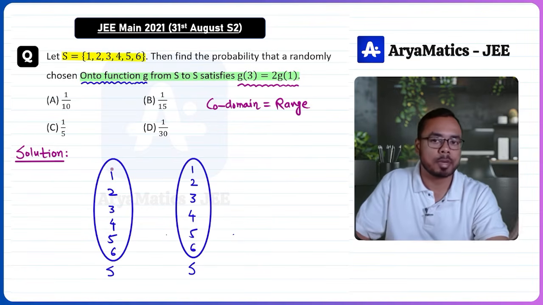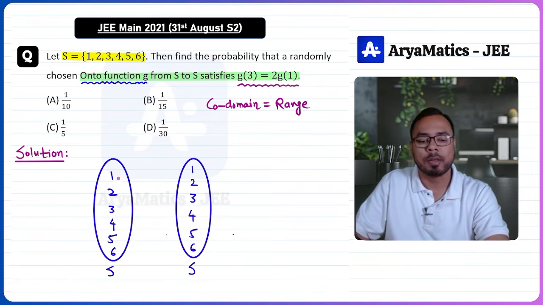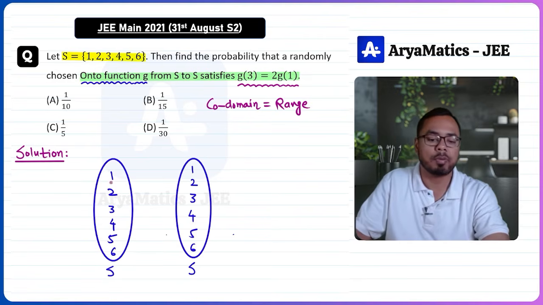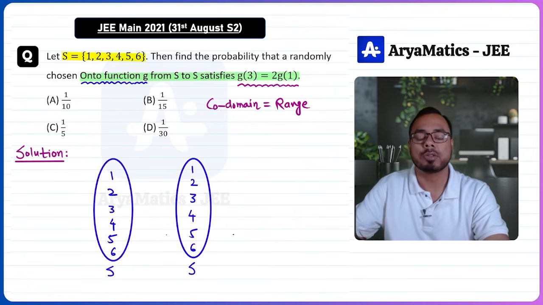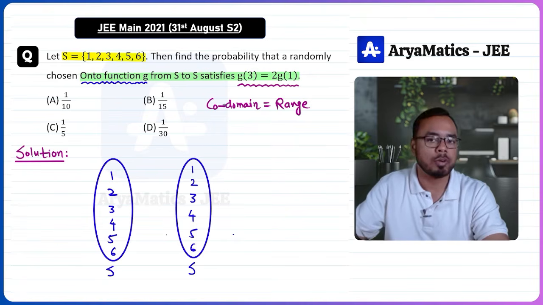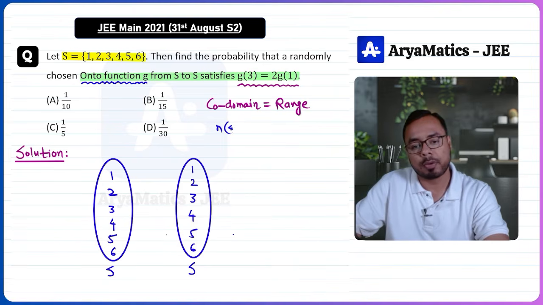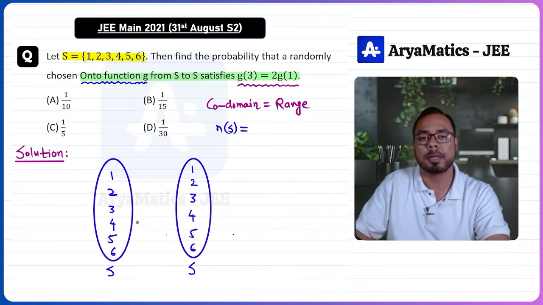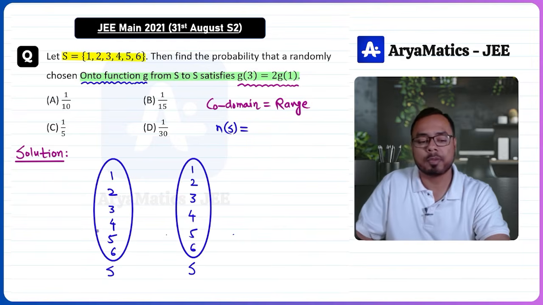And function means for each element we can have only one image, right? For any one element of set A, there will be only one value of f of 1, f of 2, and so on. So if two sets have an equal number of elements, then the number of onto functions is the same as the number of 1-1 functions. So here the number of elements in the sample space will be the number of 1-1 functions from set S to S.